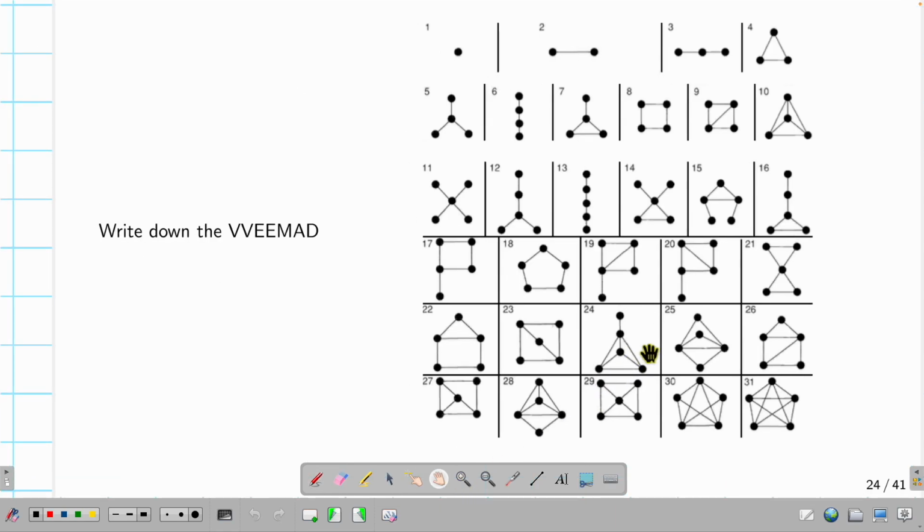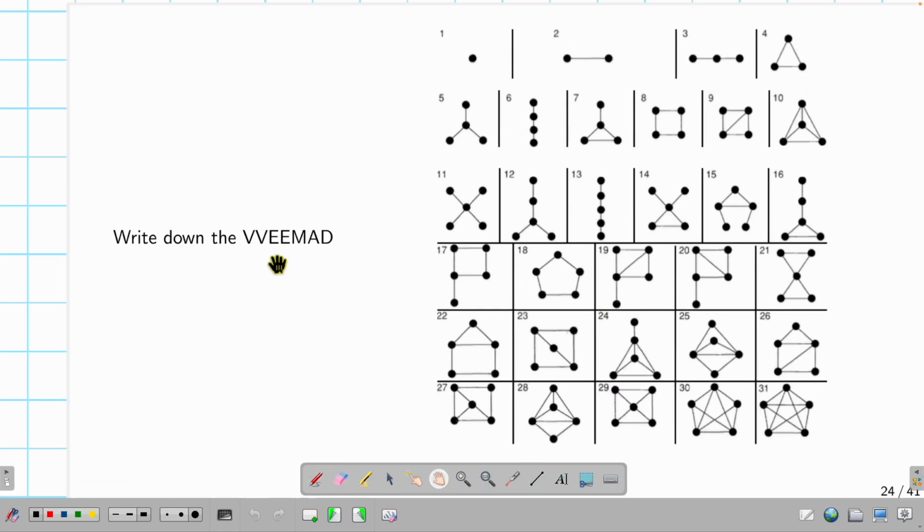So as a practice, you should write down all the vertices, vertex set, number of vertices, edge set, number of edges, incident matrix, adjacency matrix, and degree matrix for these 3 examples.